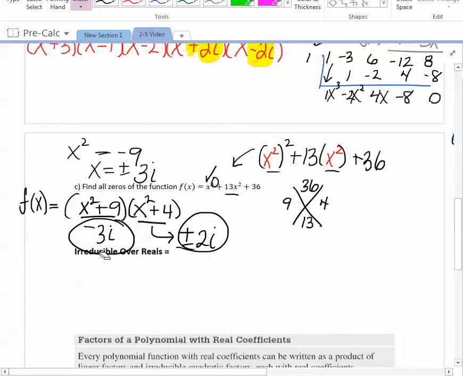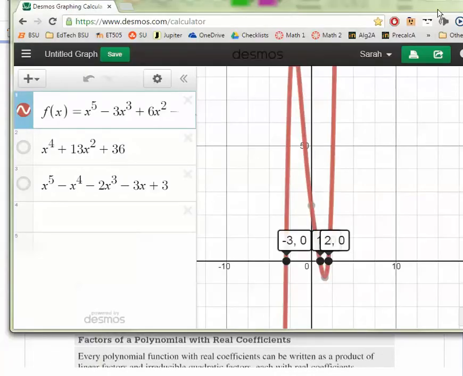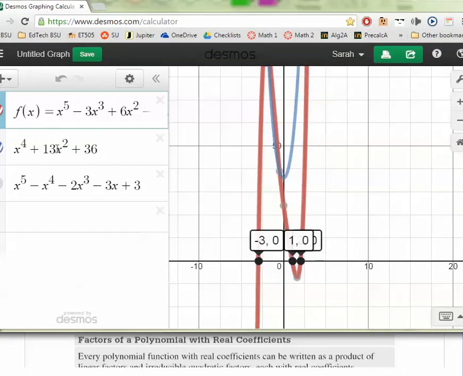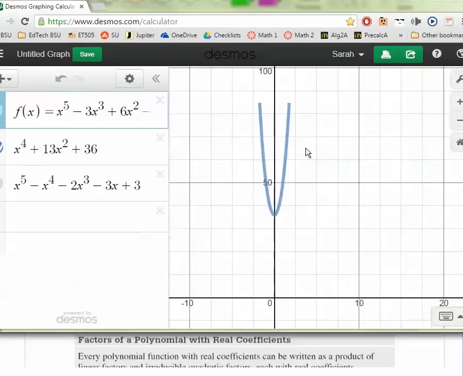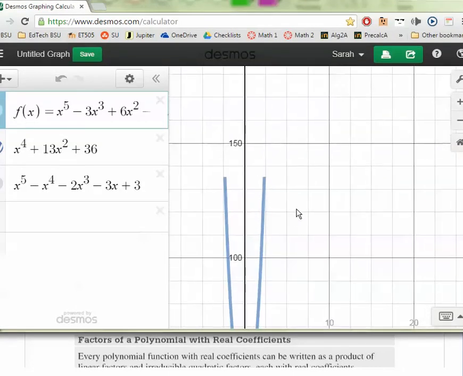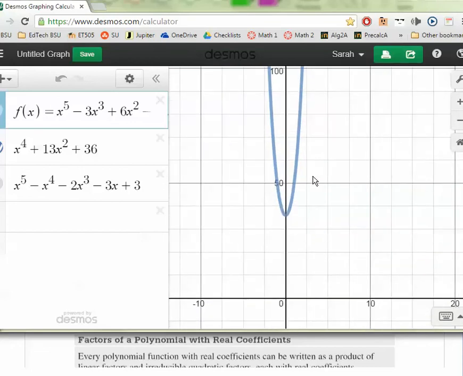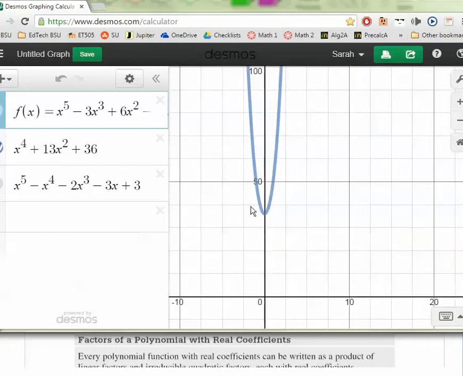Okay. I was going to show you the graph of this one, because this one does not cross the x-axis at all. So I'll make this one go away. It kind of looks like a parabola. It's a fourth power though, so it's a bit skinnier. But it doesn't cross the x-axis at all. All of its zeros are imaginary.